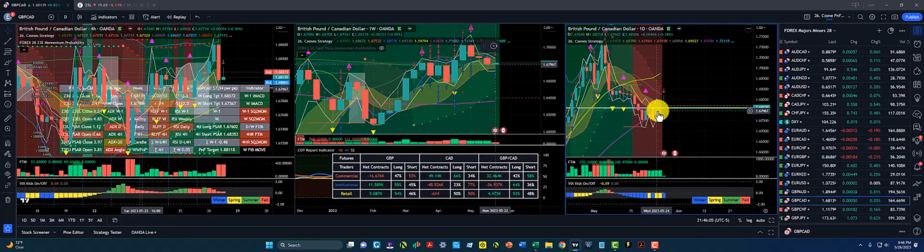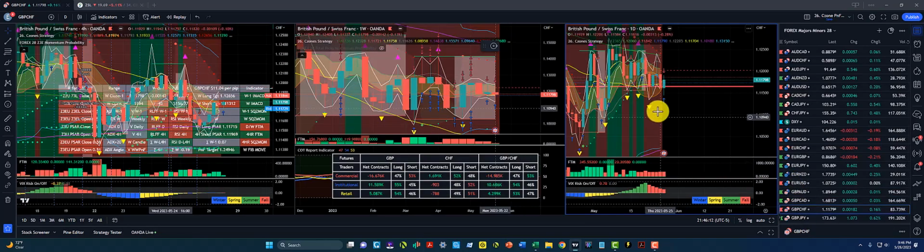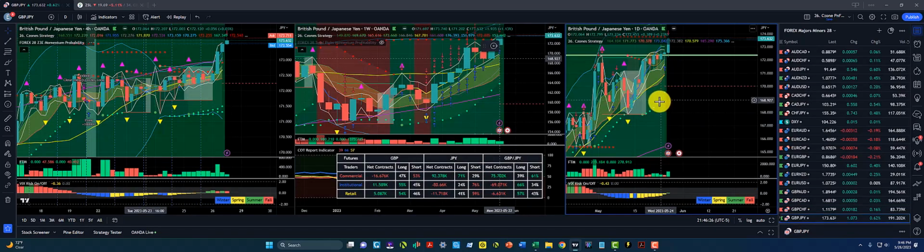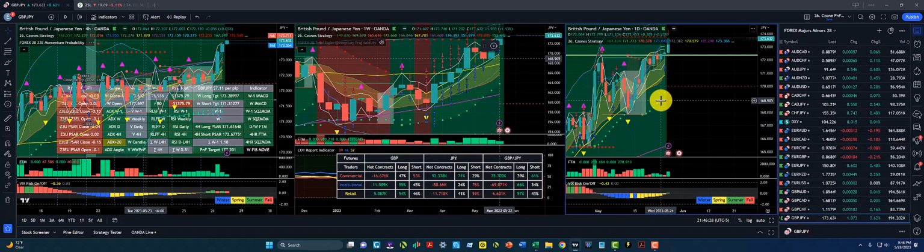British pound, Canadian dollar, overall break-even trade. British pound, Swiss franc, overall loss of $200 on this particular trade to the downside. British pound, Japanese yen, overall trade to the upside of $896.